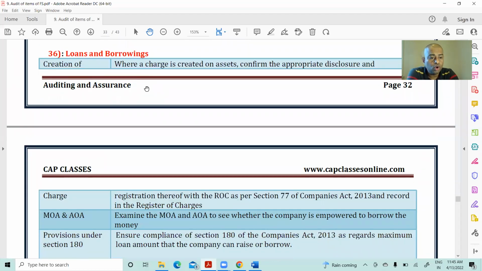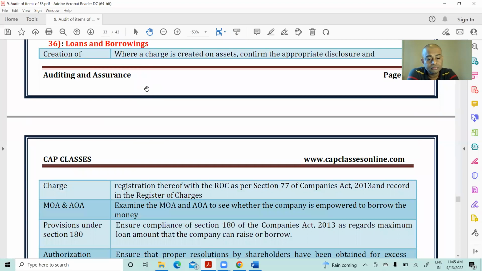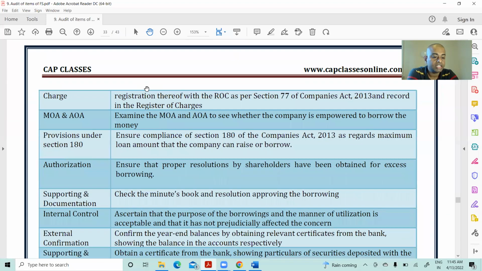Question number 36, loans and borrowings. Creation of charge: where a charge is created on assets, confirm the appropriate disclosure and registration thereof with the ROC as per section 77 of Companies Act 2013 and record in the register of charges. Very good. Next, MOA, AOA.